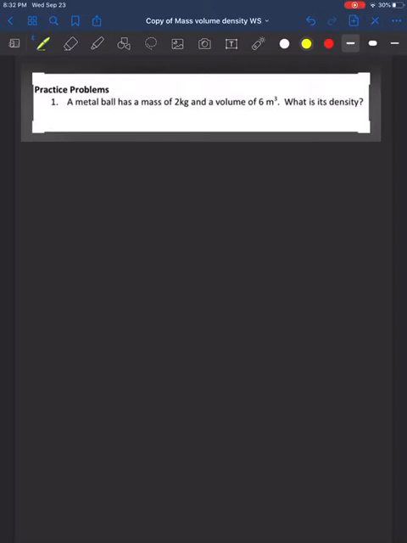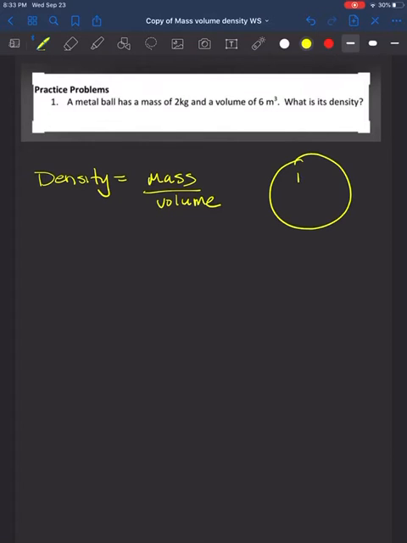All right, so let's start with what we know. Density is mass divided by volume. And Mr. Wishart also showed you something that looked like this, which was a circle with mass on the top and then density and volume down below. Now I'm going to show you how this is useful again as we try to work through these problems.